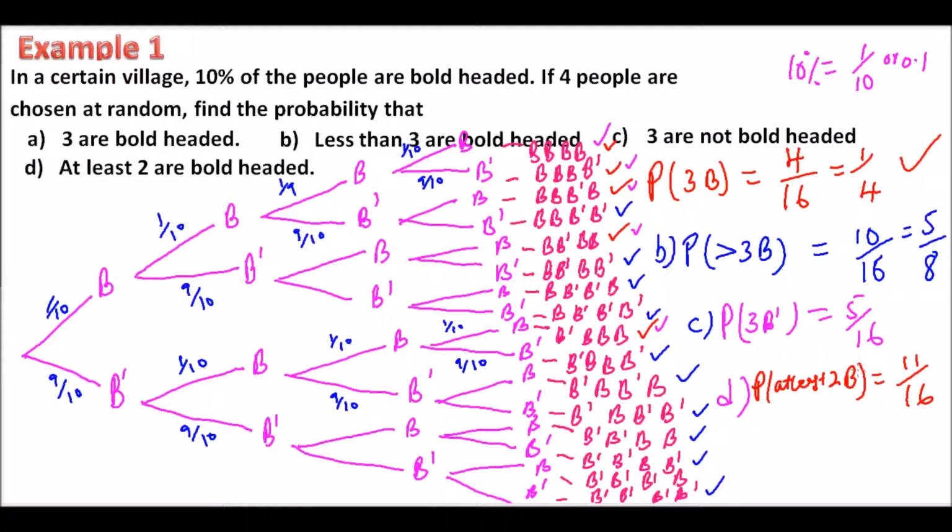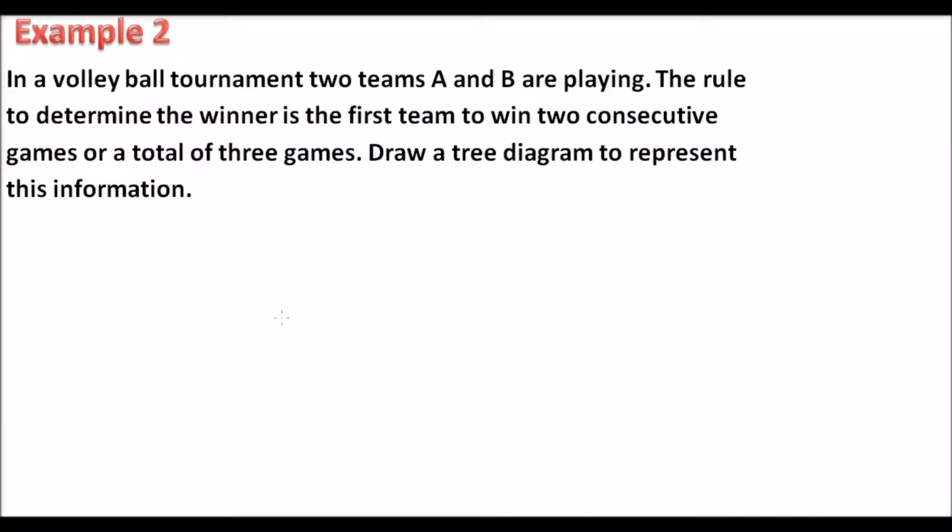So that's how we work with the tree diagram, and you can see it simplifies the work, because to determine this probability without the tree diagram is a bit complex. So let's have a look at another example. So here is our example 2. In a volleyball tournament, two teams A and B are playing. The rule to determine the winner is the first team to win 2 consecutive games or a total of 3 games. Draw a tree diagram to represent this information.